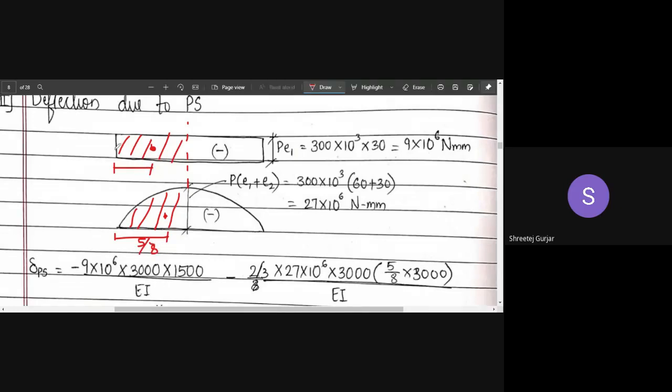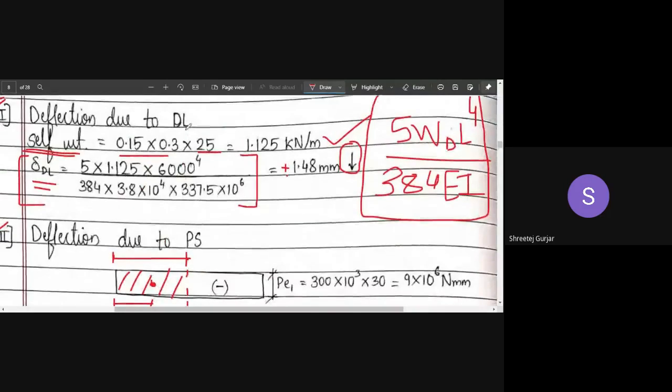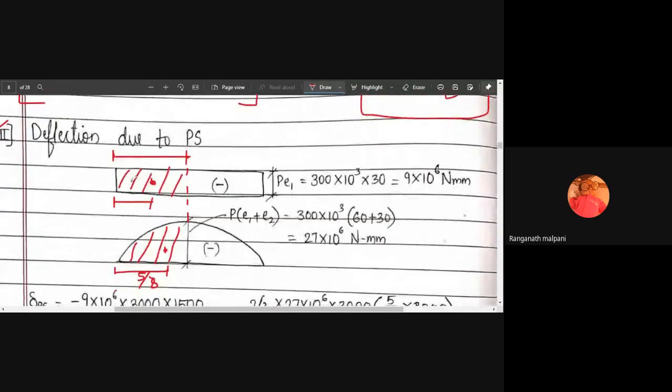This is a half. So what is this half distance? How much is it? Sir, 3000. 3000, because the total span is 6 meters, so half of that is 3000.